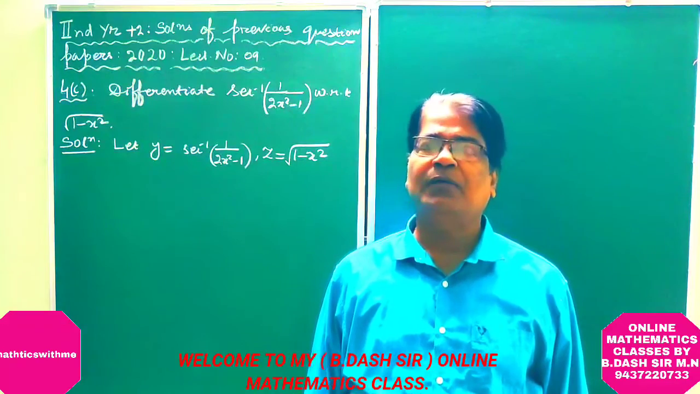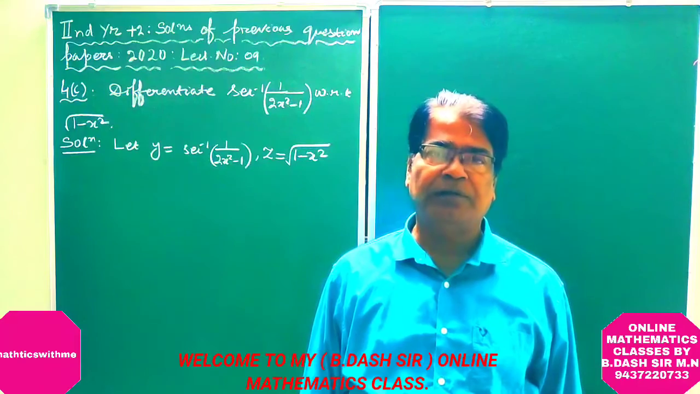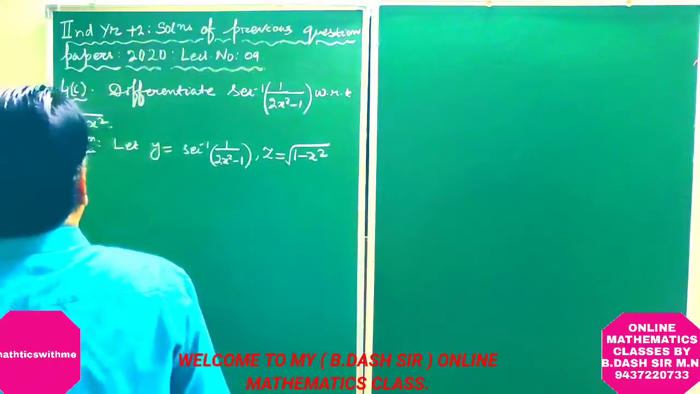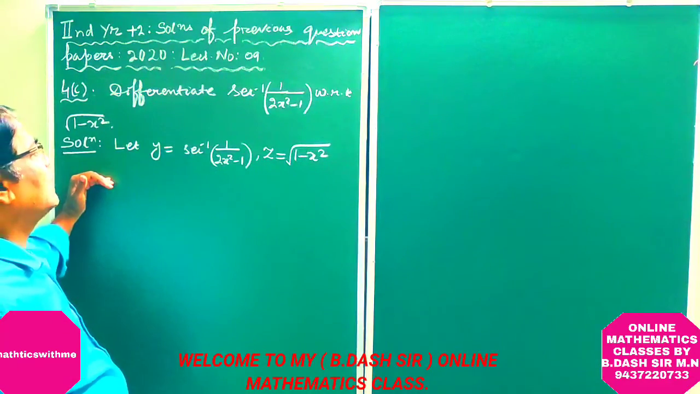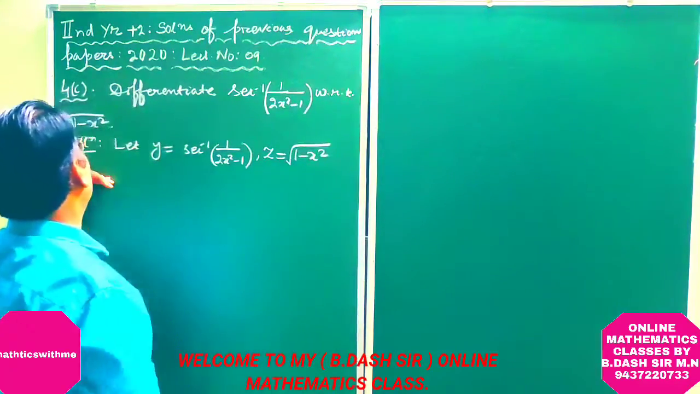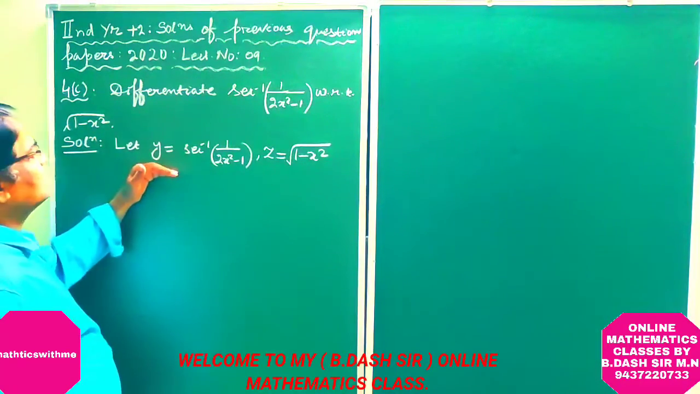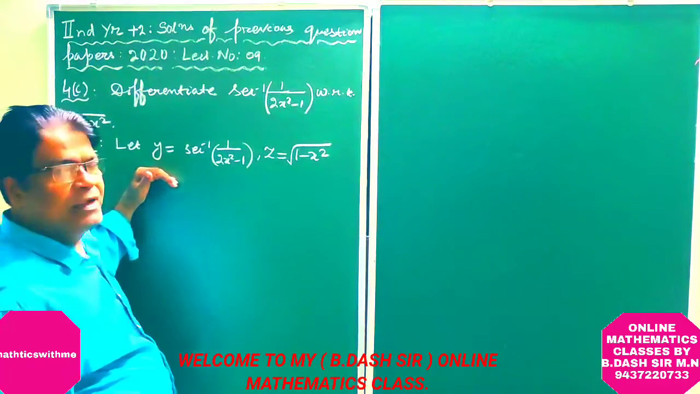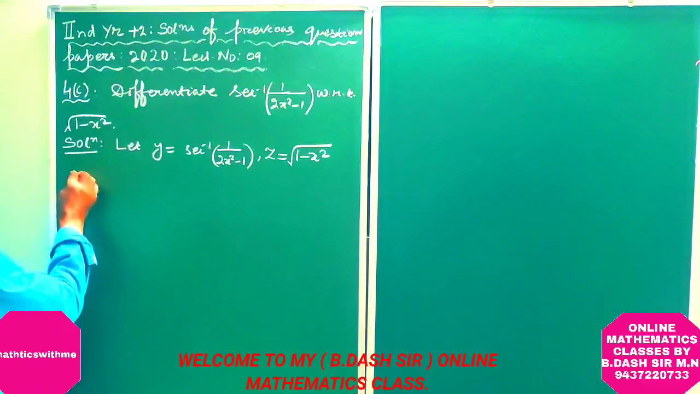In this class, I am going to solve the previous question paper, Plus 2 second year, 2020. Let us start the topic. The question is: differentiate sec inverse of 1 by (2x² minus 1) with respect to √(1 minus x²). So let y is equal to sec inverse of 1 by (2x² minus 1), z is equal to √(1 minus x²).